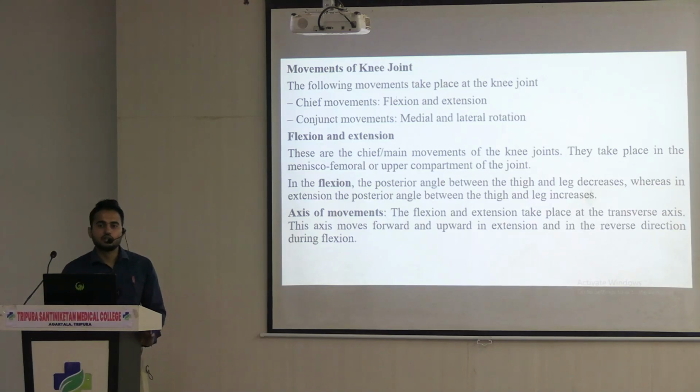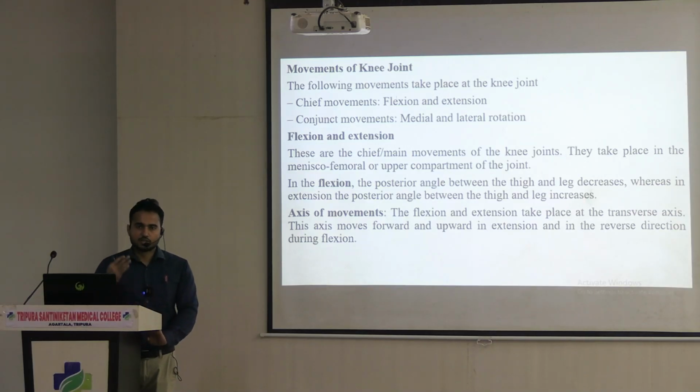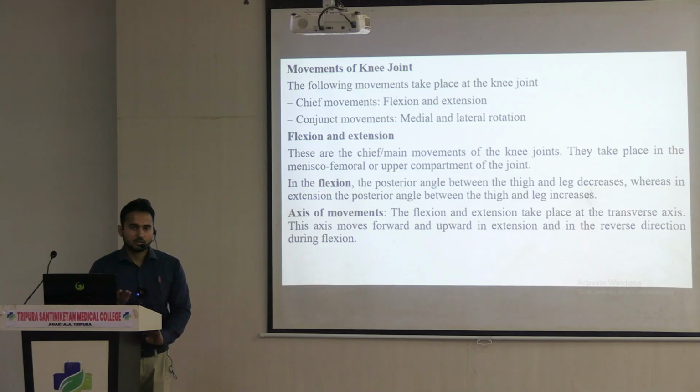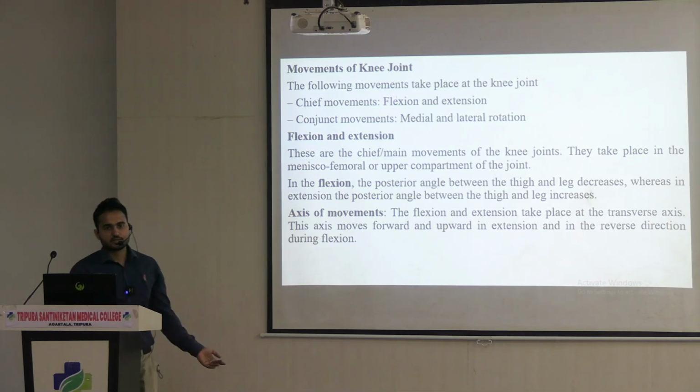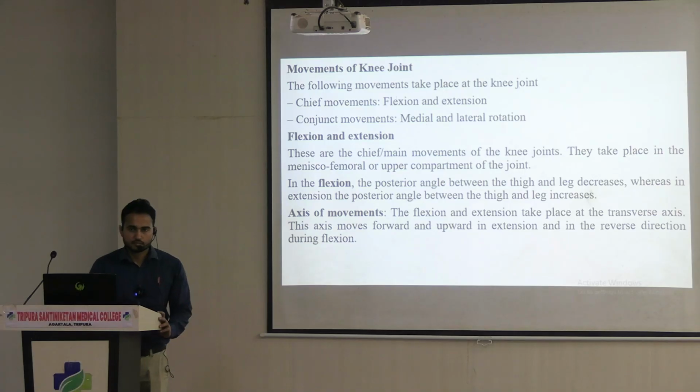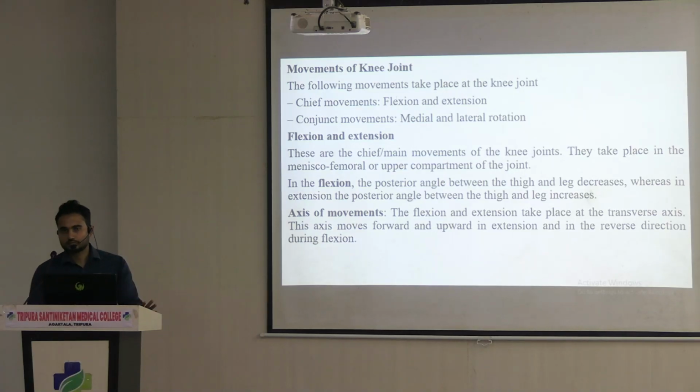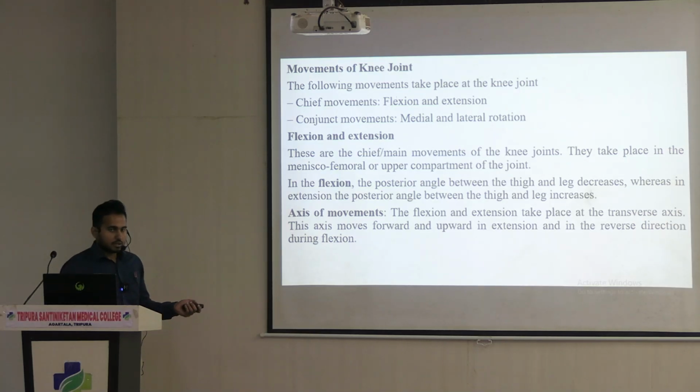In the knee joint, the axis of flexion and extension is not fixed. It is movable. And what is the direction of the movement? That is forward and upward in case of extension, and the reverse in case of flexion. These are the points which must be there whenever you are writing about the axis, especially in case of knee joint. Now I want to show you some images, or you can say animations.